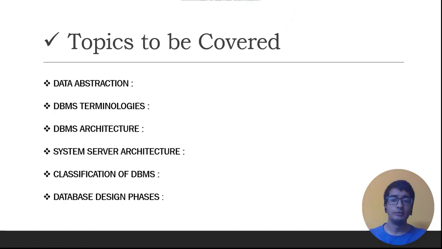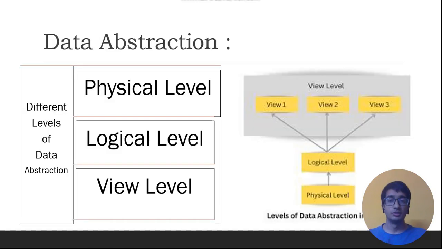The topics that will be covered in this video are data abstractions, DBMS terminologies, DBMS architecture, system server architecture, classification of DBMS, and database design phases. So the first one is data abstraction. There are three different levels of data abstraction.